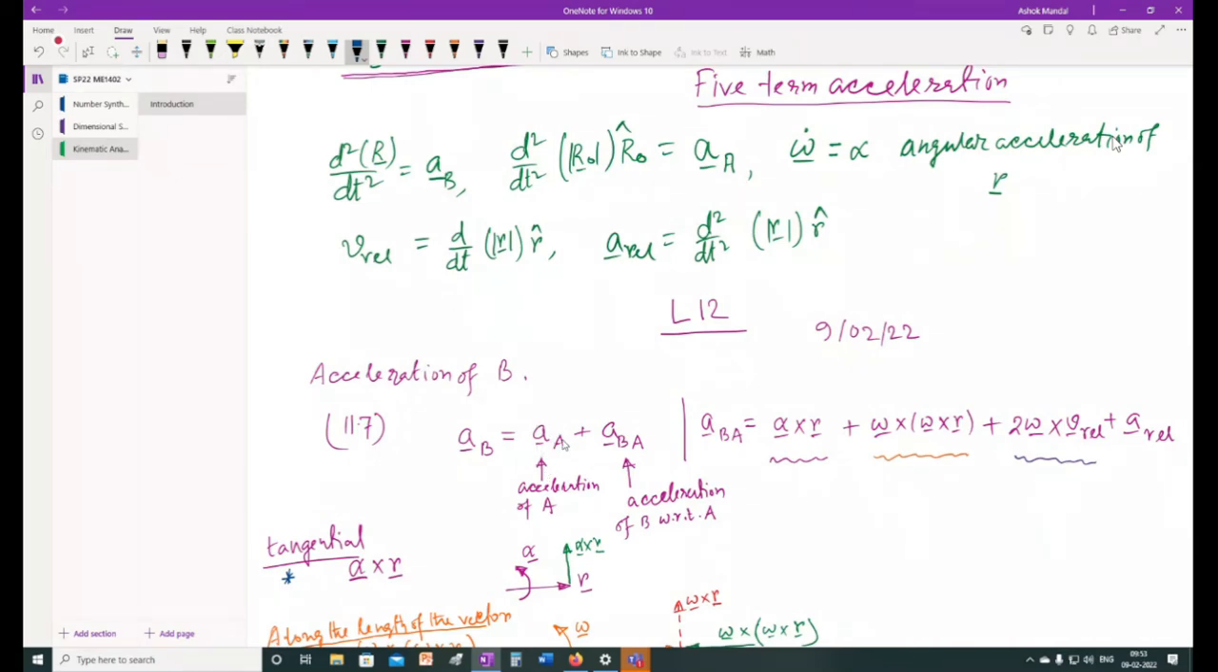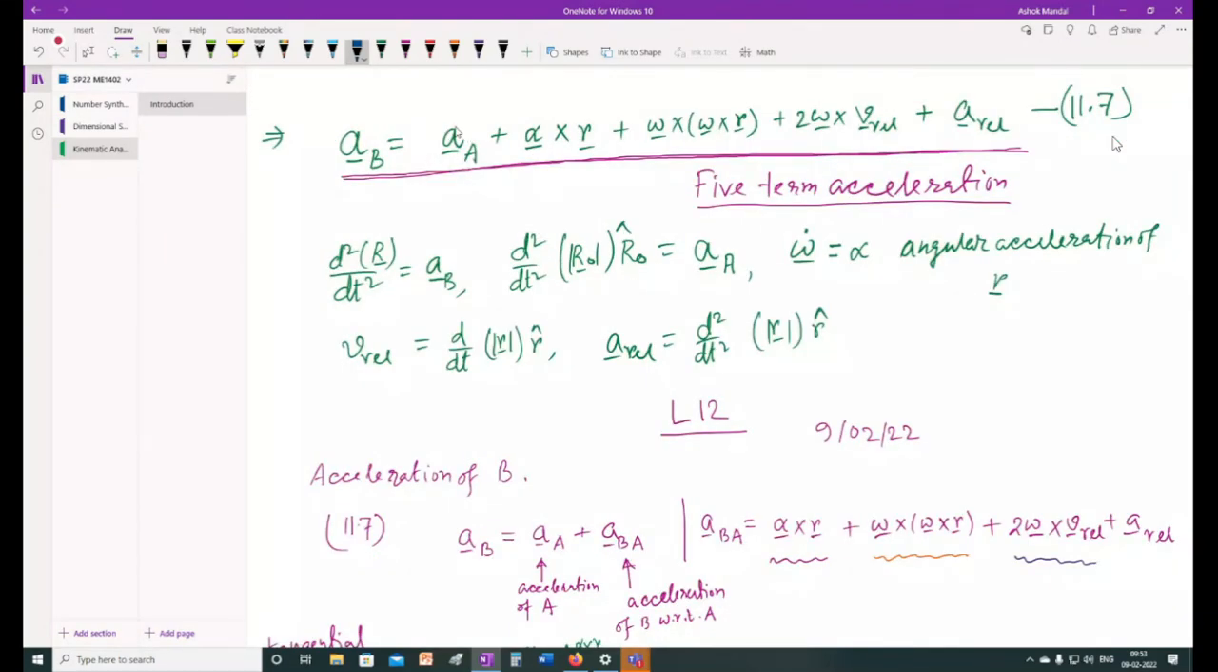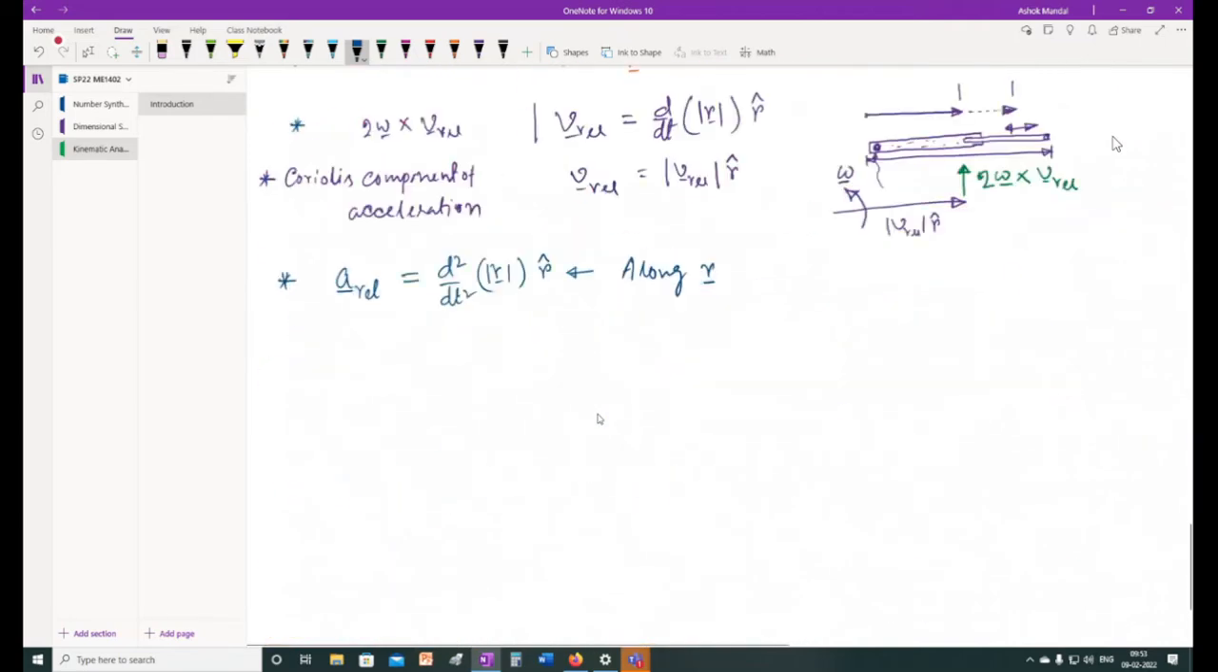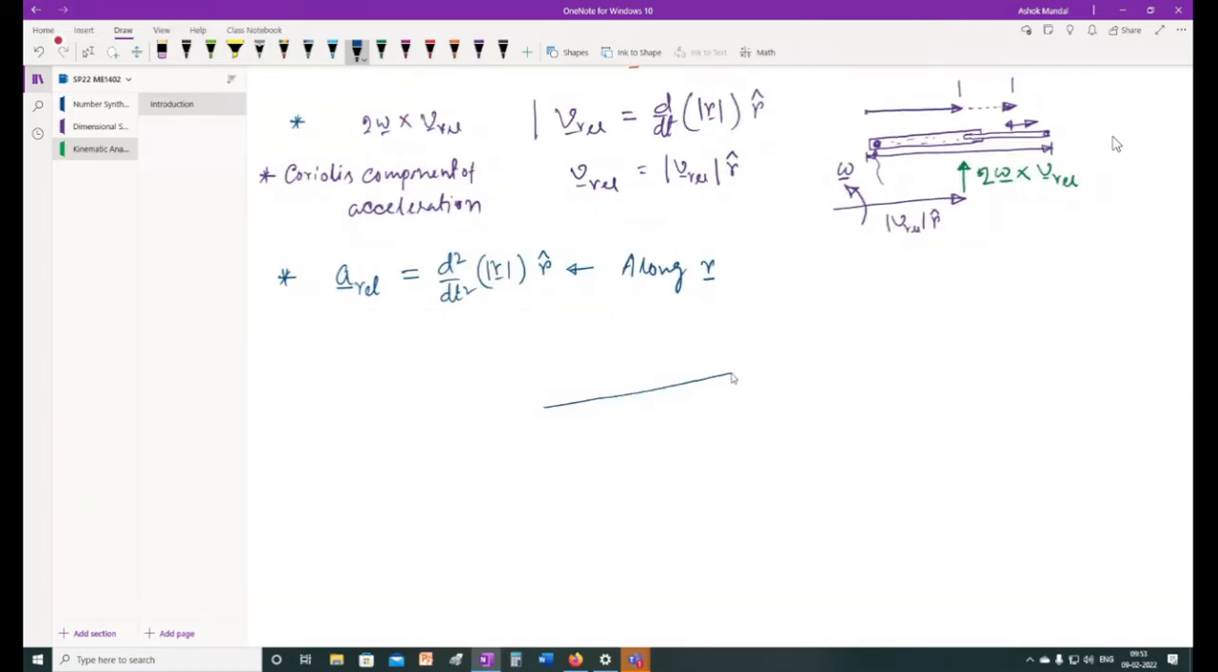And the first term, A, represents the acceleration of point A. If you consider a link like this, and suppose the link is the coupler A and B, then to find the acceleration of point B, we must first find the acceleration of point A, and then find the acceleration of point B with respect to A.